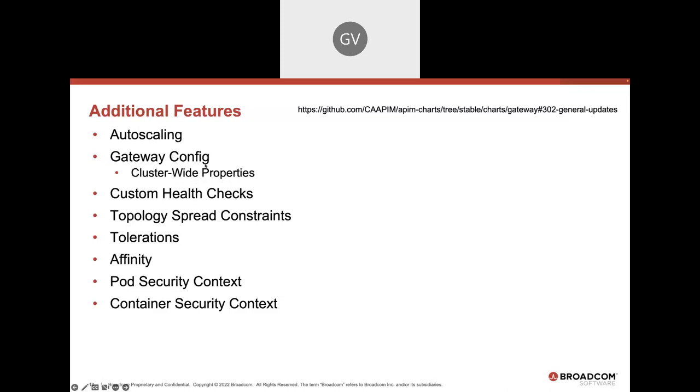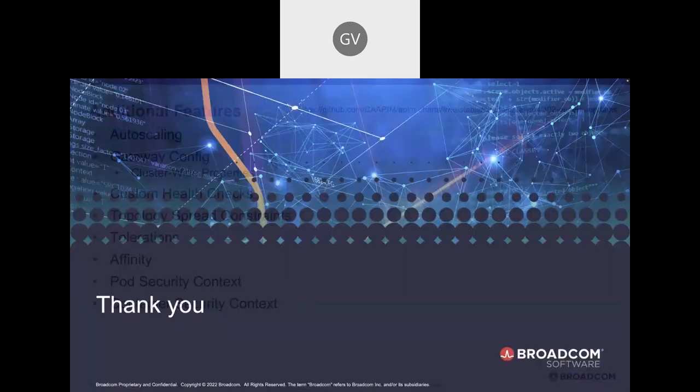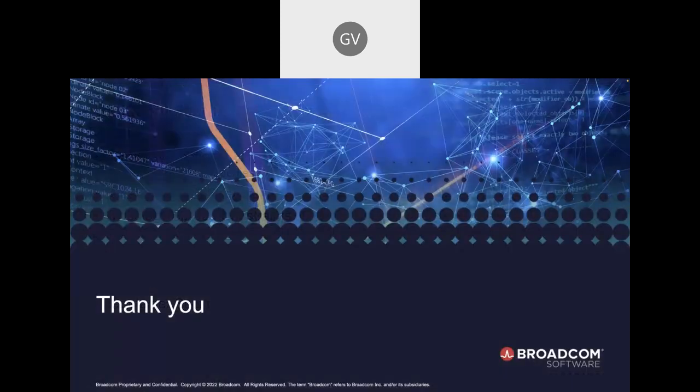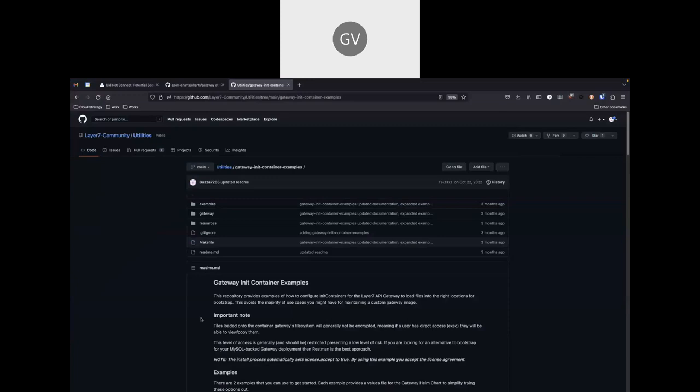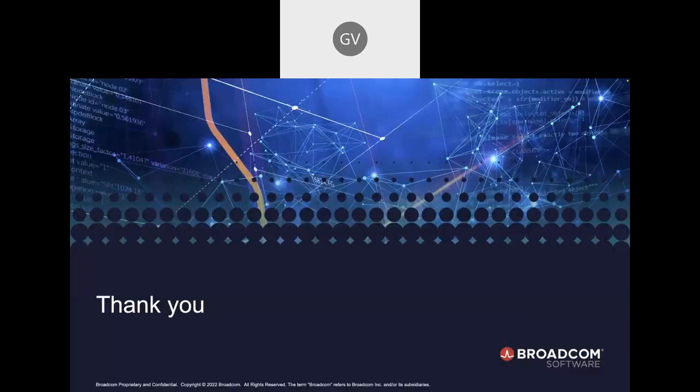And as mentioned, gateway config that might be quite useful to set per deployment, like cluster-wide properties and listen port configuration, can also be configured directly in the gateway Helm chart. We'll take a look at that in the demonstration. So if there aren't any questions, I can head directly into the demonstration.